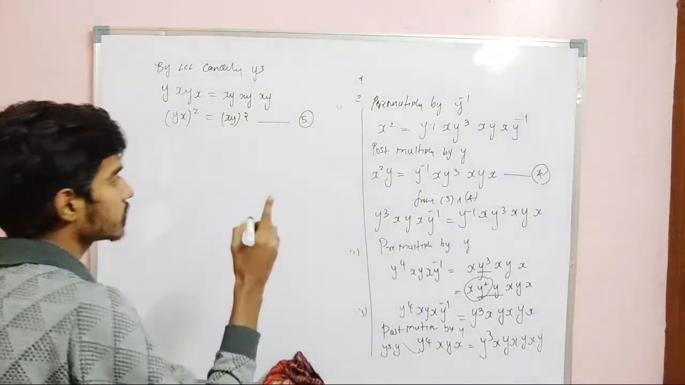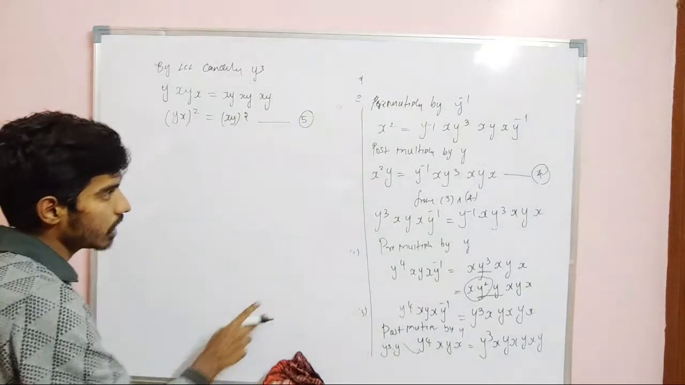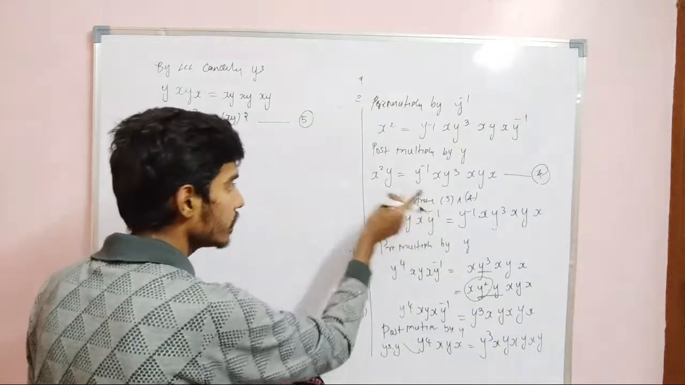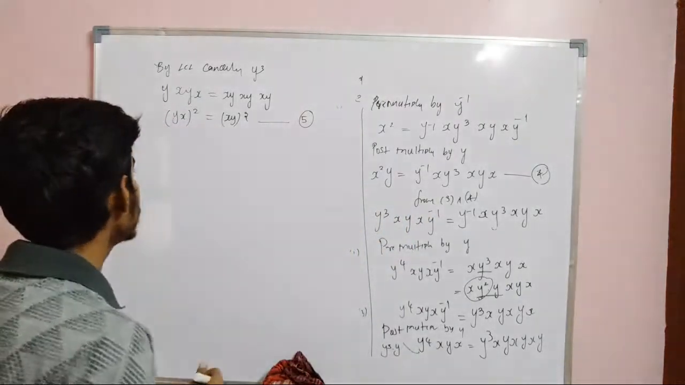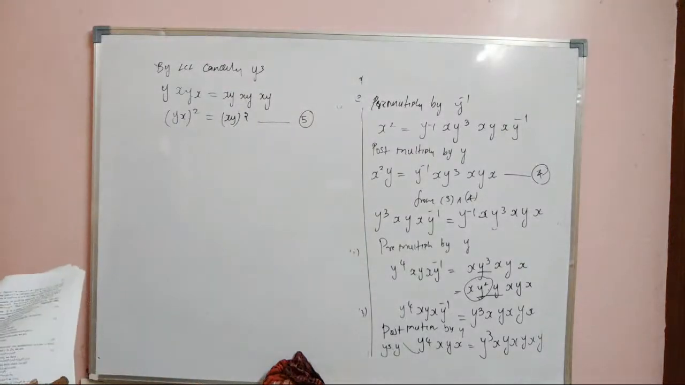So, from the first condition we have got x square y, and from the second condition we have got x square y, and we have equated the two x square y's to get this relation, which is yx square is equal to xy whole cube.